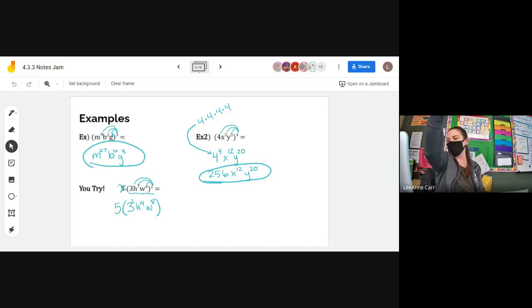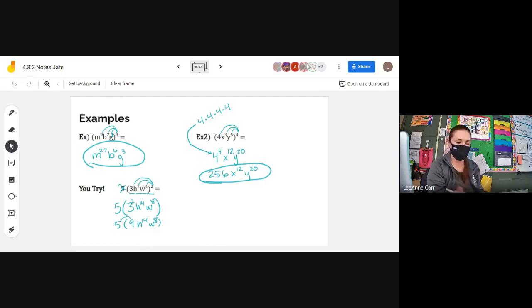3 squared. What did that give me, you guys? 9. So I now have 5, I have a 9 in here, H to the 14th, W to the 8th. Now, here's where people go wrong because we're now in this mentality where we distribute everything. But you're only going to multiply the 5 to this 9 coefficient. You're not going to multiply it to every single term.